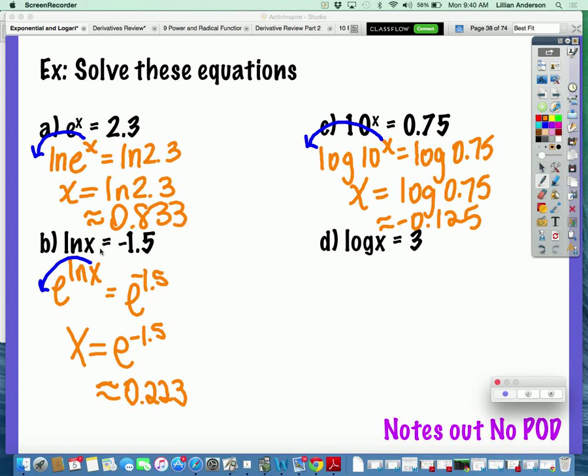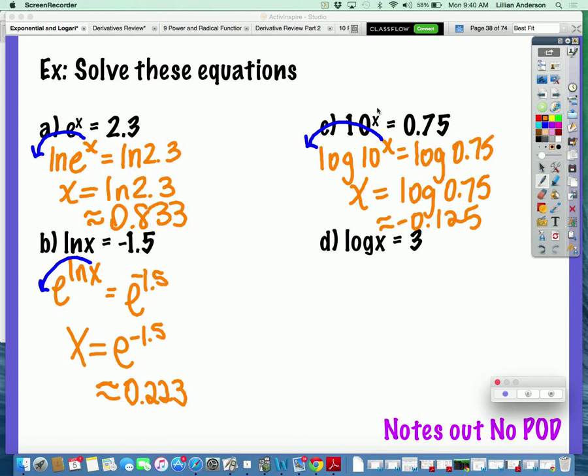If we look at b, we have the ln of x equals negative 1.5. To undo the ln, to get the x by itself, we have to put e on both sides and then raise the ln of x to e and raise negative 1.5 to e. Because the ln of e, again, cancels out, leaving you with just x on the left and then e to the negative 1.5 on the right, which when we type in our calculator, we get 0.223.